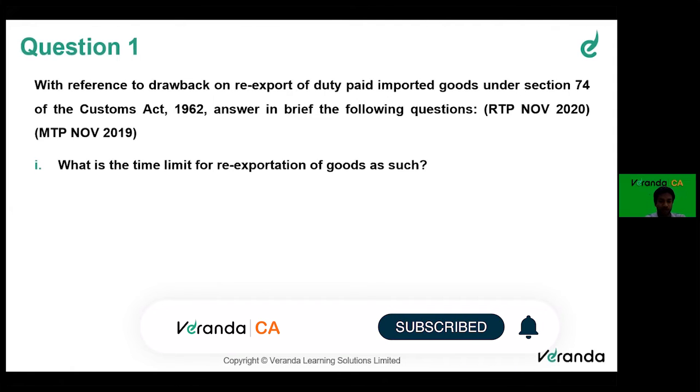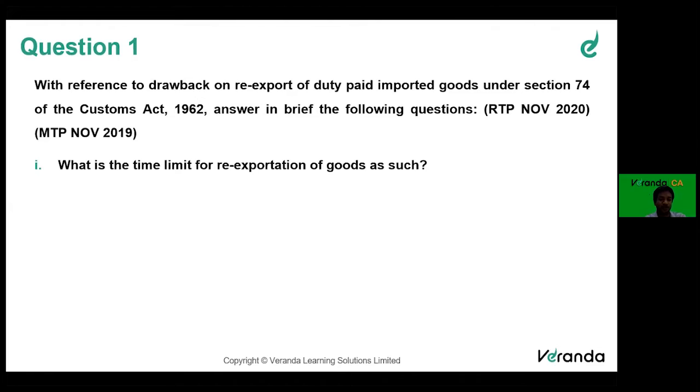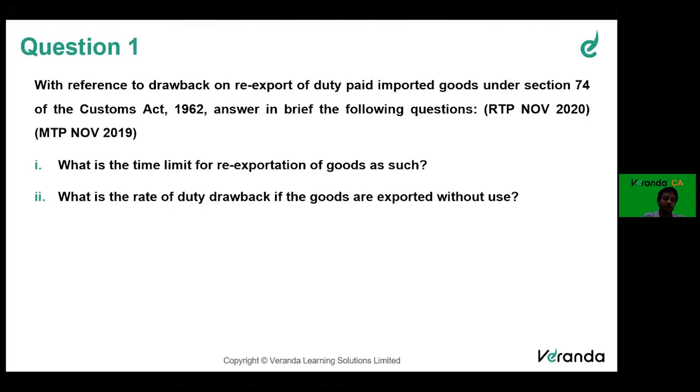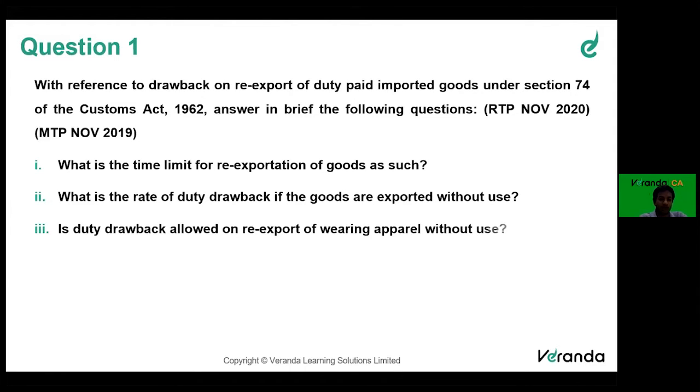So the first question, there are three parts of this question. The first question is, what is the time limit for re-exportation of goods as such? Next, what is the rate of duty drawback if the goods are exported without use? Third question is, duty drawback allowed on re-export of wearing apparel without use.